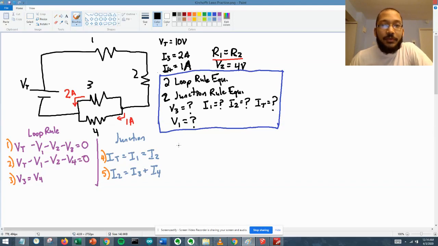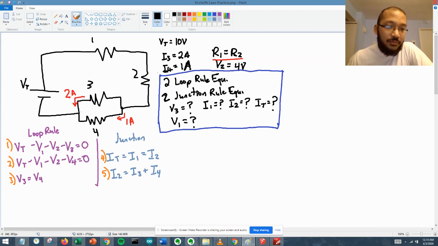Hi guys. In this video, I want to go over the practice. You can see that I already wrote out the loop rule and the junction rule as it applies to the circuit that I gave you. Again, starting with this point being the zero voltage, it's Vt minus V1 minus V2 minus V3 or minus V4. Those are the two different loops.